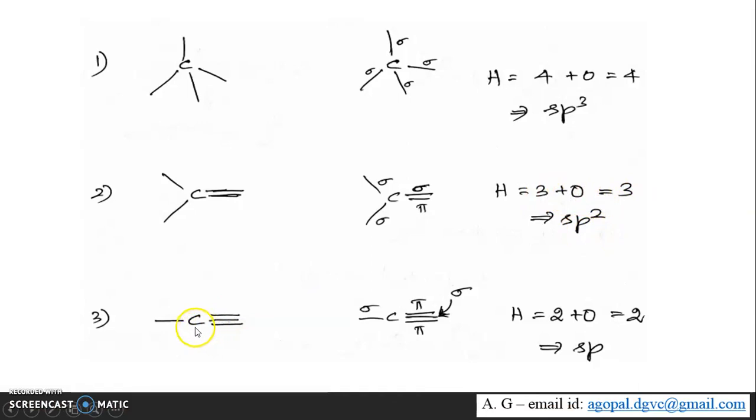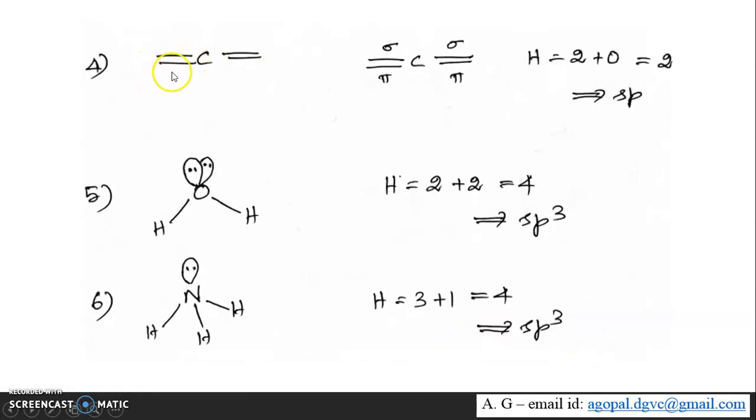In this third example, we have carbon with a triple bond and a single bond. A single bond is always sigma. In a triple bond, we know very well one bond is sigma, and the remaining are pi bonds. So how many sigma bonds are there? 2. So H is equal to number of sigma bonds 2, and there is no lone pair around the central atom, so 0. So 2 plus 0 is 2, therefore hybridization is sp. So if a carbon has a triple bond and a single bond, then the hybridization of the carbon should be sp.